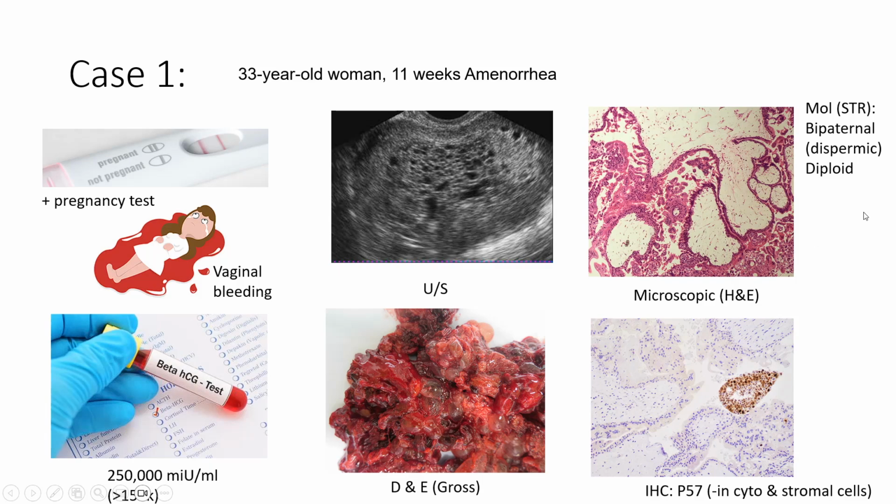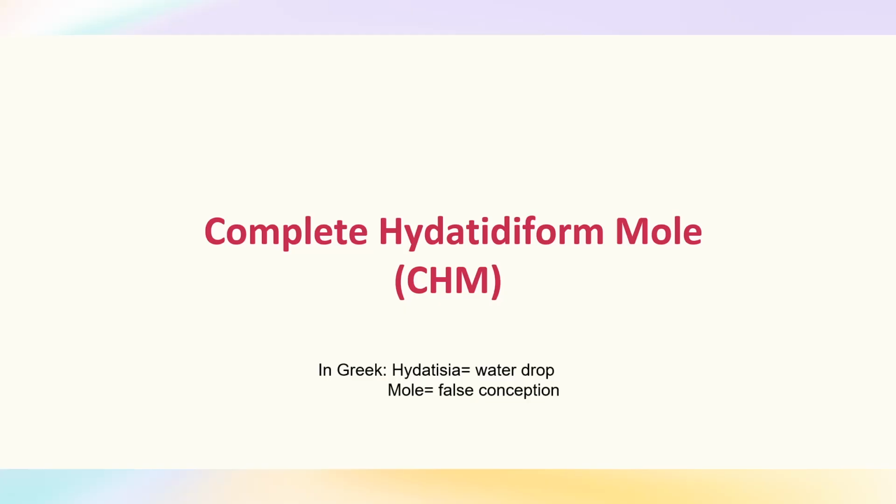Finally, somebody was passing by from the molecular unit and told us, why don't you do short tandem repeat sequencing for her? We did this and we had a bipaternal dispermic diploid. So after all this, what were you suspecting, or what should we have been thinking of? Yes, definitely a complete hydatidiform mole.